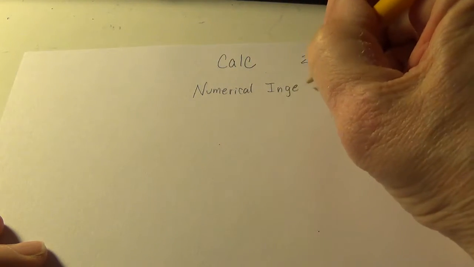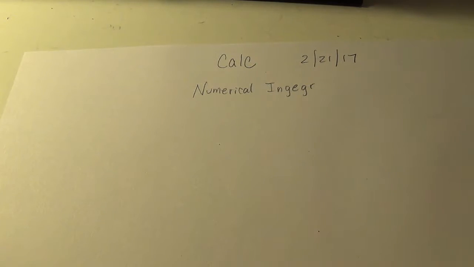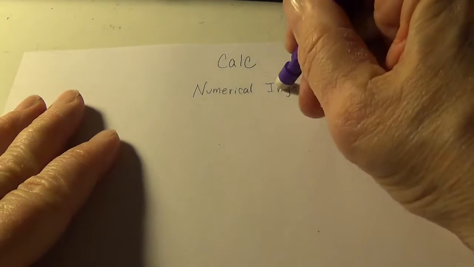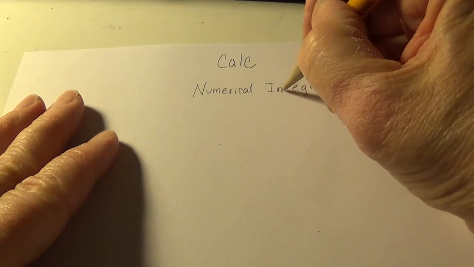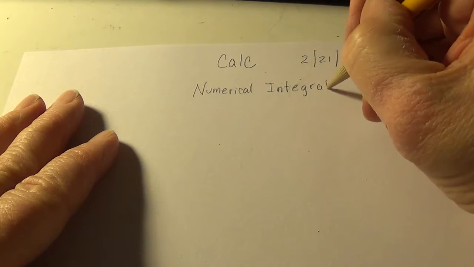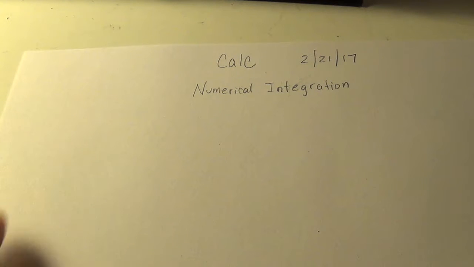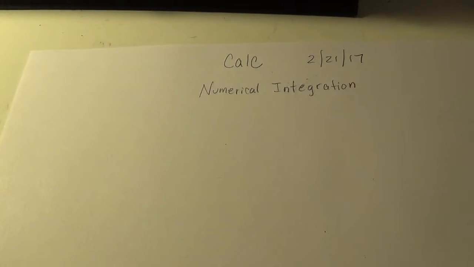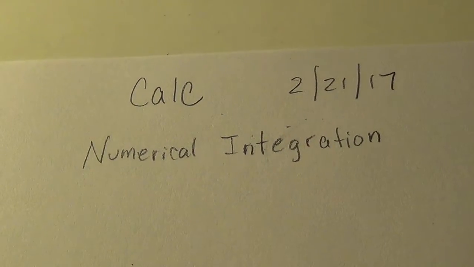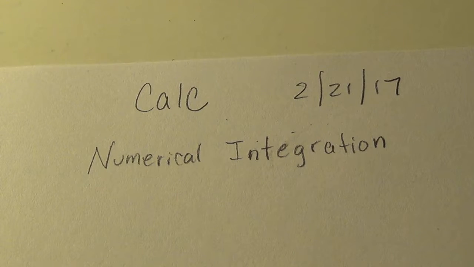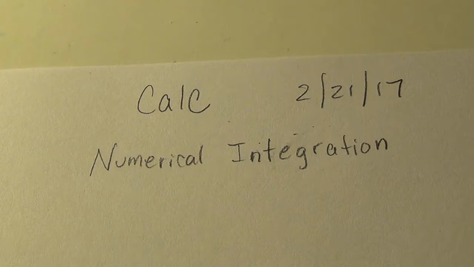I am going to go back into numerical integration. All right, numerical integration is another way of saying Riemann sums, and that's just where we're breaking down a situation into smaller pieces. The area under the curve broken down into smaller pieces and adding up the area of each.